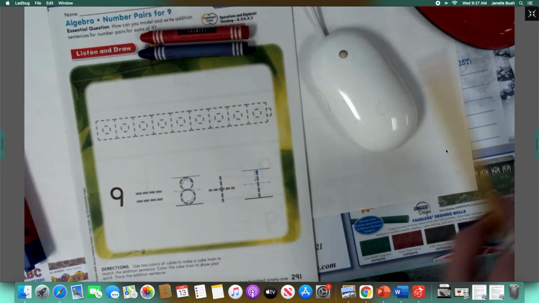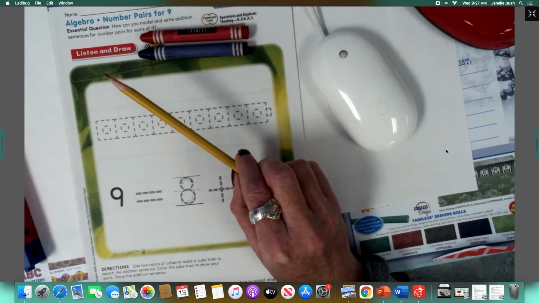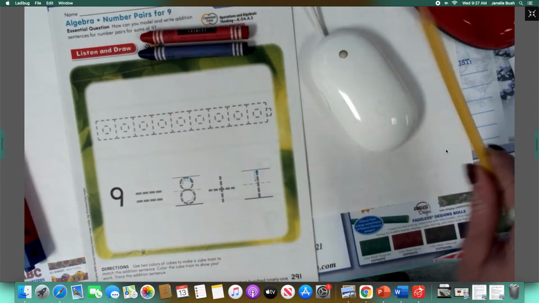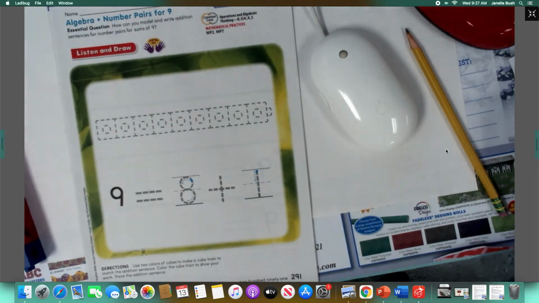So everybody go ahead and get your worksheet ready, and you're going to need a blue crayon and a red crayon and a pencil. Make sure that you have those supplies. If you do not, go ahead and pause this video so that you can go collect your things. All right, we're going to go ahead and get started.